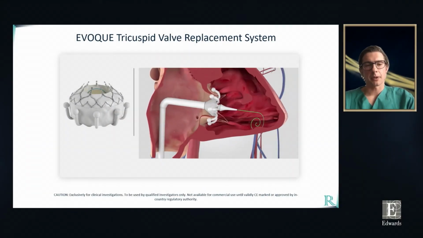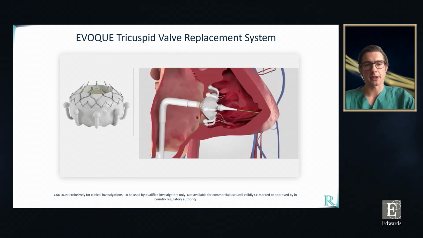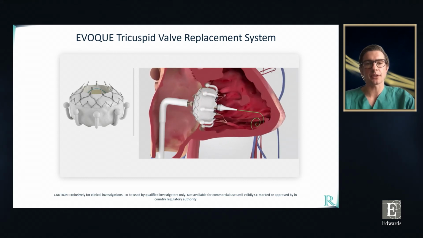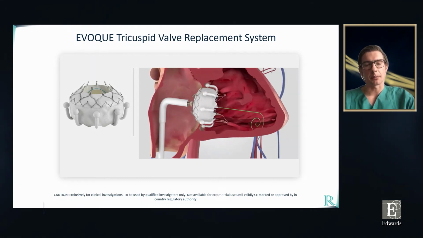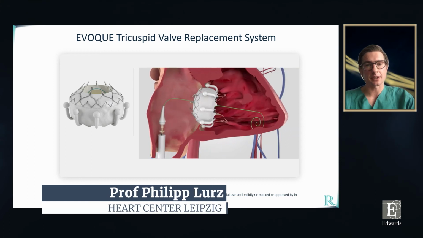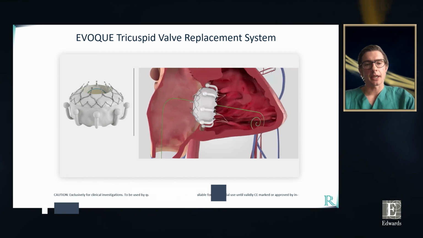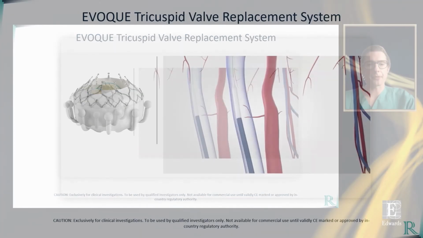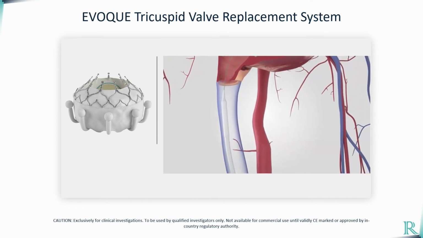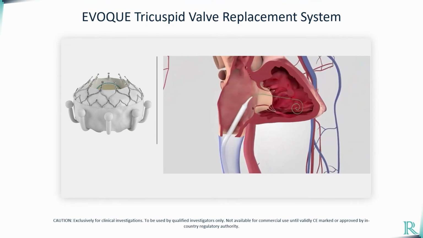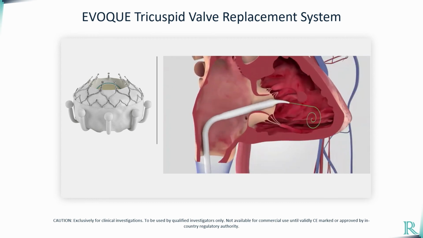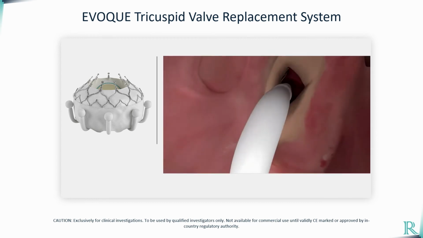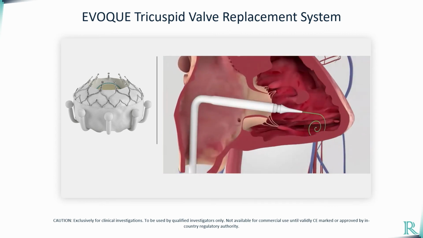So we're now going to talk about the third tool in the Edwards box to treat tricuspid regurgitation, and this is the EVOQUE system. This is a percutaneous transvenous tricuspid replacement system. The delivery system allows you to position the device in a truly coaxial way in the tricuspid valve. The delivery system is brought forward, then can be bent, and is entering the right ventricle.